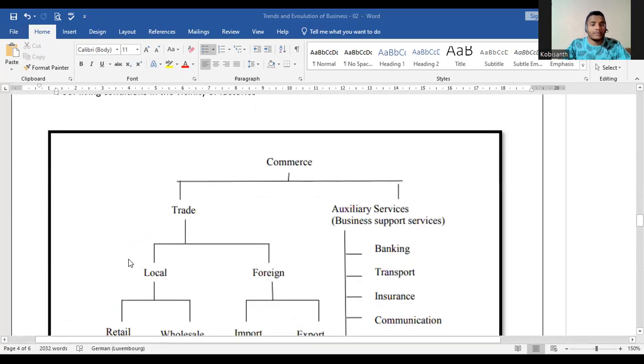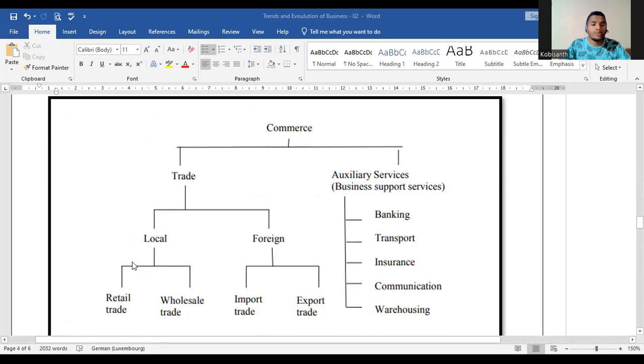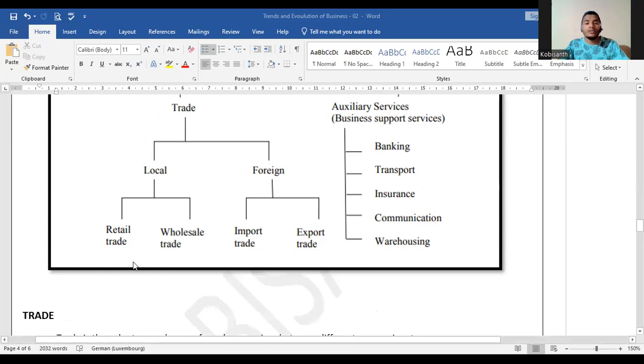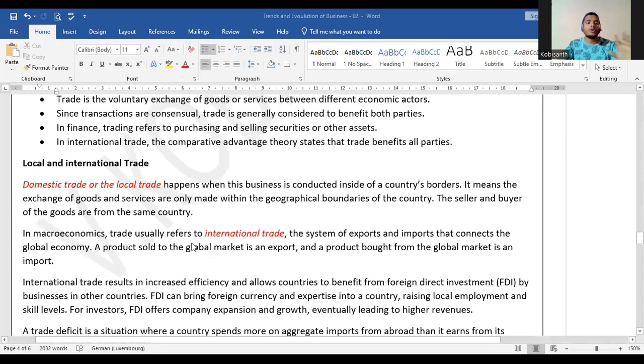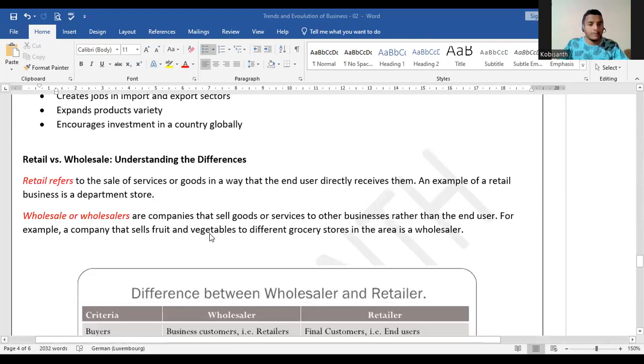So that's about trade. So trade is divided into two. One is local and the other is international. And under international, you have something called imports and exports. Retail and wholesale can happen under imports and exports as well. All right. So let's talk about retail and wholesale as well. Retail refers to the sale of services or goods in a way that the end user directly receives them. An example of a retail business is a department store. So the end user directly should receive it.